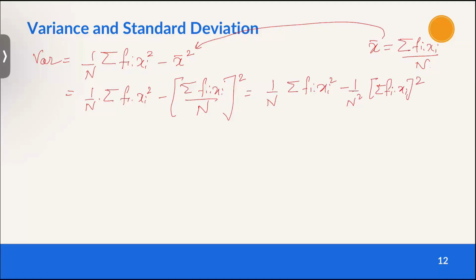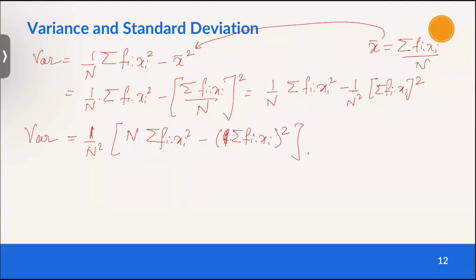Now I'll take n squared outside. So 1 by n squared, we will have n into summation of fi times xi squared minus summation of fi xi whole squared. So this is the formula for variance, and this will help because we don't have to calculate deviations. It doesn't have any factor of xi minus x bar, or we don't need to calculate the mean at all. For this formula, you don't have to calculate the mean.